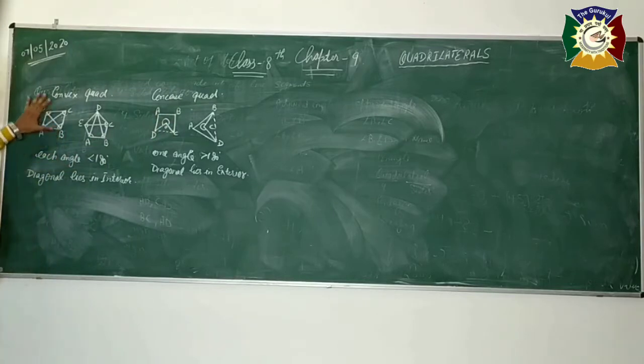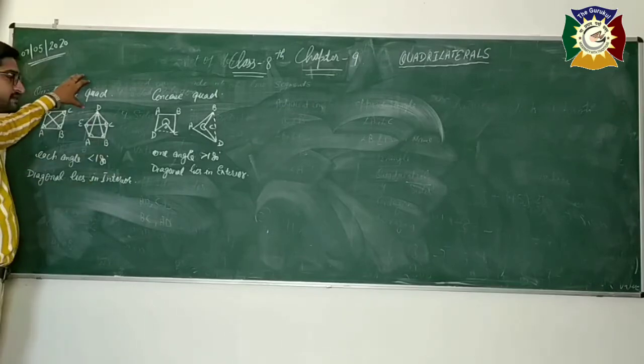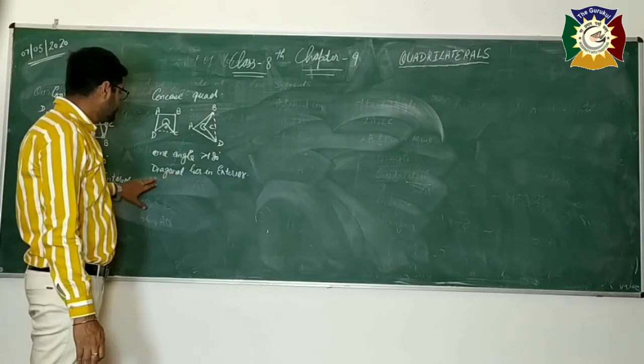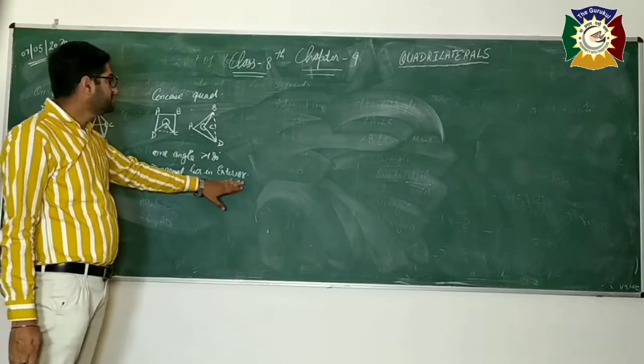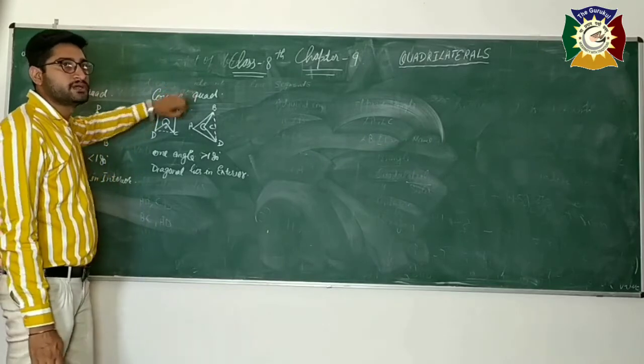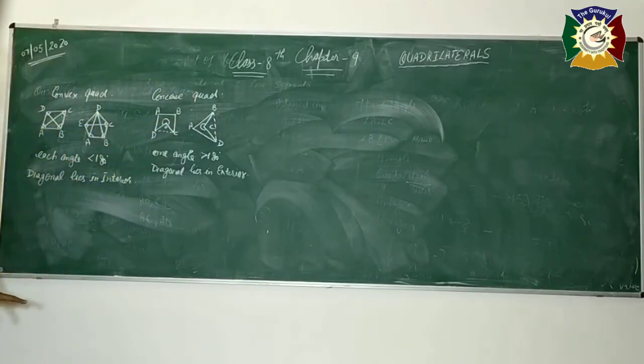So easily you can see that if each angle is less than 180 and the diagonals lie in the interior, then this is a convex quadrilateral, and if one angle is greater than 180 and the diagonal lies in the exterior, then it is a concave quadrilateral. Is it clear to everyone?